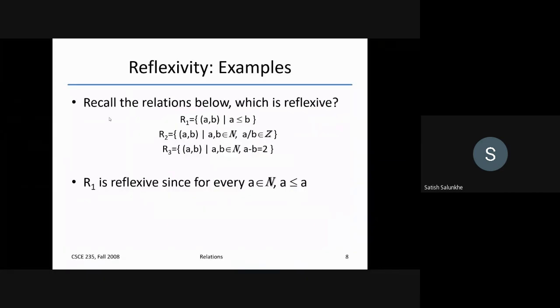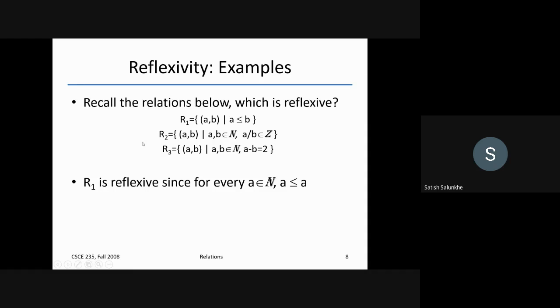Recall the relations below, which are reflexive. R1 is the set of pairs (A, B) where A is less than or equal to B. R2 is the collection of (A, B) such that A, B belong to the set N and A divided by B belongs to Z, the set of integers. R3 is another relation: the collection of (A, B) such that A, B belong to the natural numbers and A minus B is equal to 2. So R1 is reflexive since for every A belonging to N, A is less than or equal to A. What about R2?